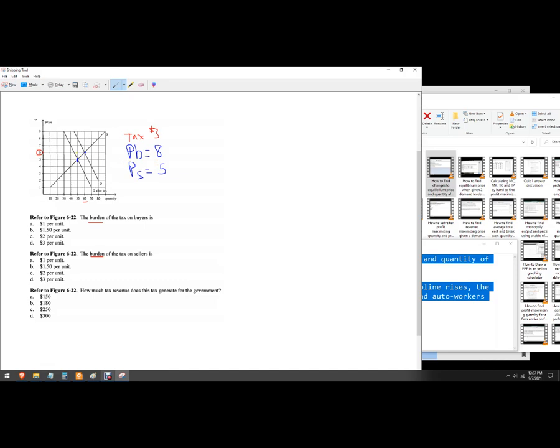The question of burden is asking what's the distance between equilibrium and the price that the buyers pay, and what's the distance between the equilibrium price and what the sellers get to keep. So you can see pretty clearly that the burden on the sellers is going to be 1 because it's 5 instead of 6, and then for the buyers it's 2 because it's the distance between 6 and 8.